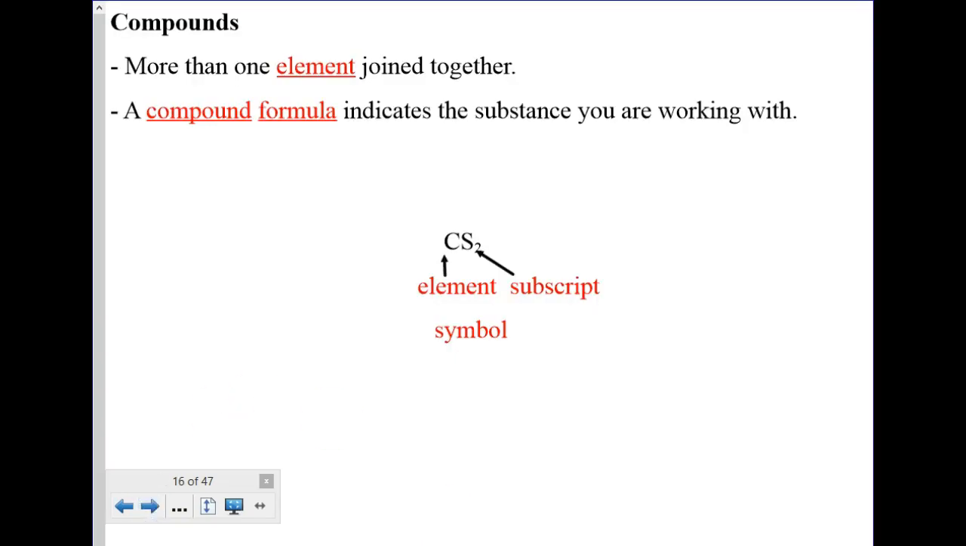So we know that a compound needs more than one element. There's an infinite number of compounds that we can naturally and artificially create. We use formulas to indicate the ratio of elements that exist within a substance.